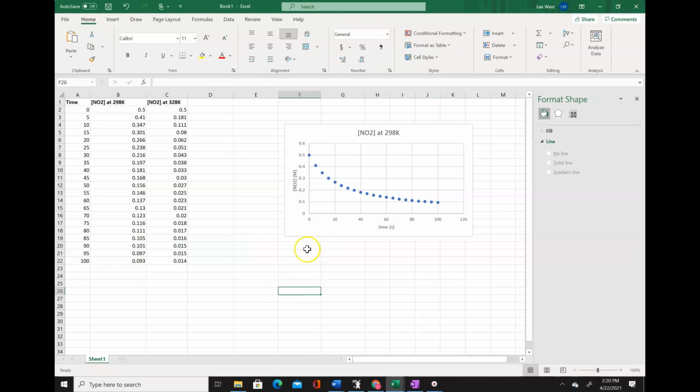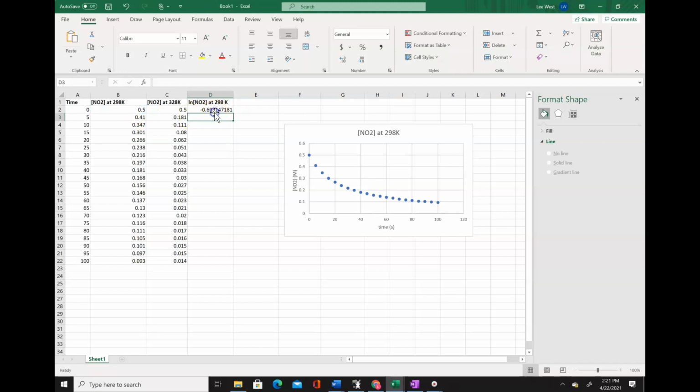All right. So we know that it is not 0 order. What I need to do now is calculate the log of the concentration of NO2 at 298 and see what happens. You can do this by hand if you want, but I'm going to speed things up. I'm just going to type equals ln, then parentheses, and select that value there.